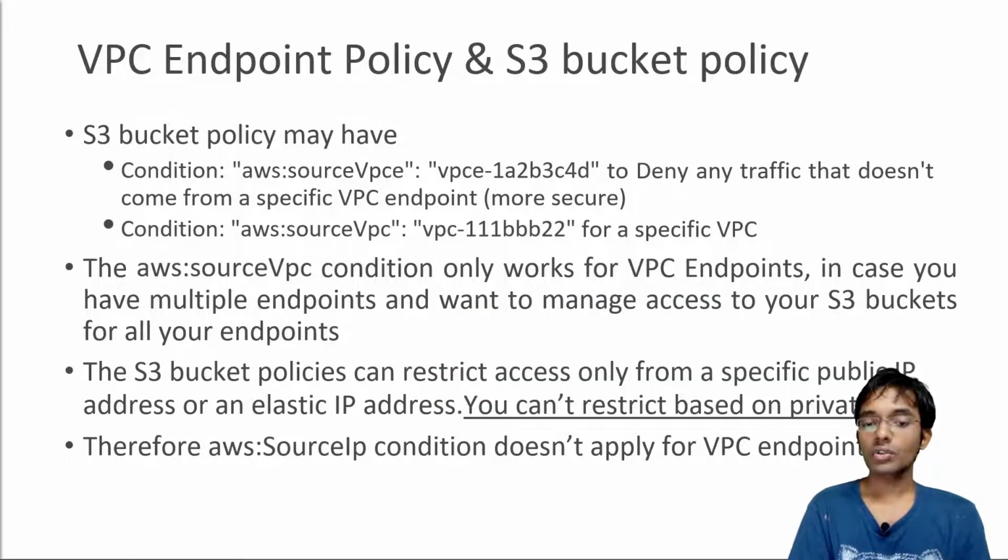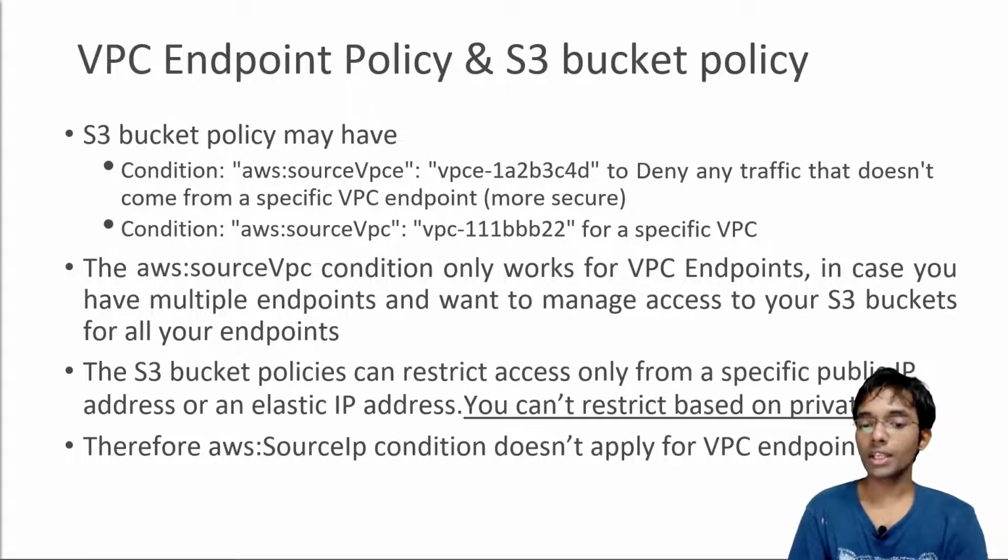Okay, so we can combine your VPC endpoint policy and your S3 bucket policy. Your S3 bucket policy may have some specific conditions, and in this example, like aws:SourceVpce equals a VPC endpoint ID, like vpce-1a2b3c4d given here, to deny any traffic that doesn't come from a specific VPC endpoint. So here we are saying, if we have this condition in our S3 bucket policy, then any traffic going through our VPC endpoint is going to be authorized, and any traffic not going through the VPC endpoint is going to be denied. So effectively, we have locked down our S3 bucket to be only usable from our VPC endpoints.